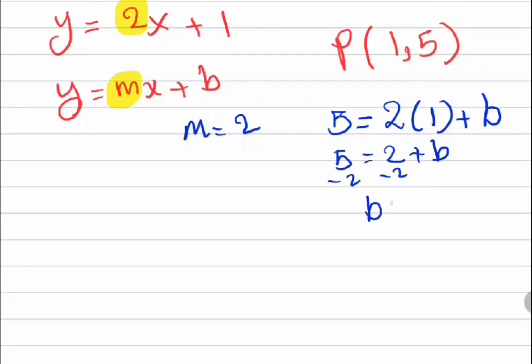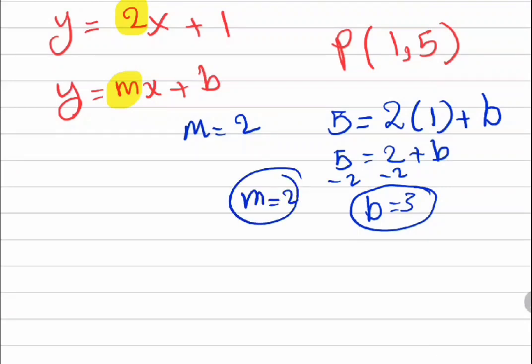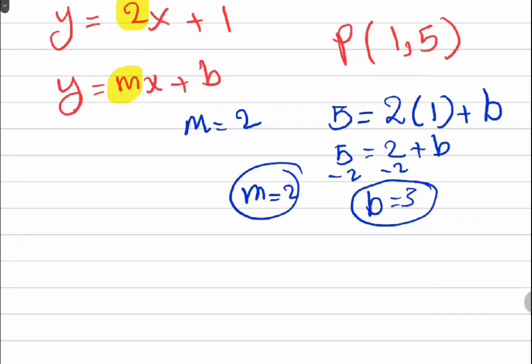Now once you have the value of b, go back to the original equation in slope-intercept form and replace b and m, but leave x and y alone. So then the equation that we're looking for is y is equal to 2x plus 3. And that's the answer. Go ahead and try this example.